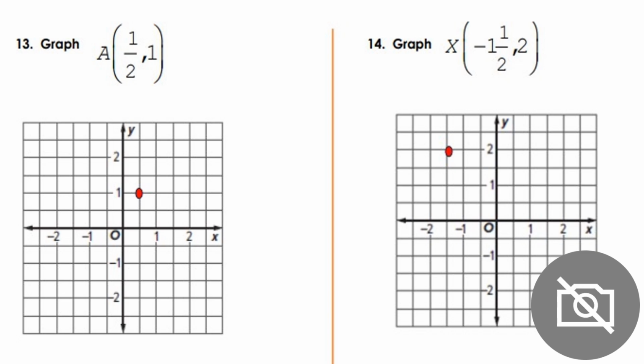If it is negative 1, you have to go down. Okay, so here minus 1.5, 2. This is minus 1, minus 2, so minus 1.5 is here. 2 means positive 2, so we needn't go down, we have to go up 2. Okay, so this is how you have to plot the point.